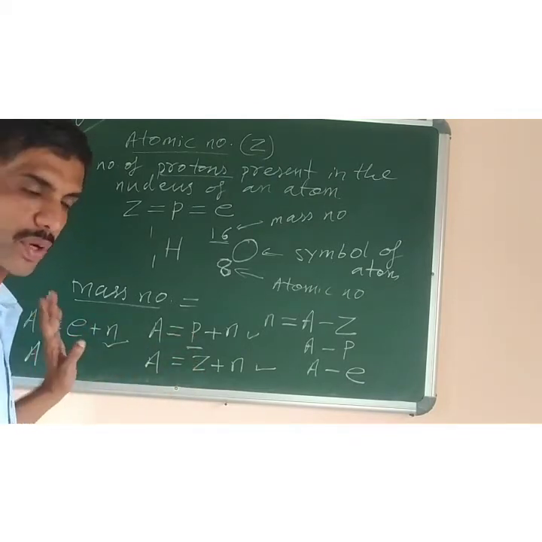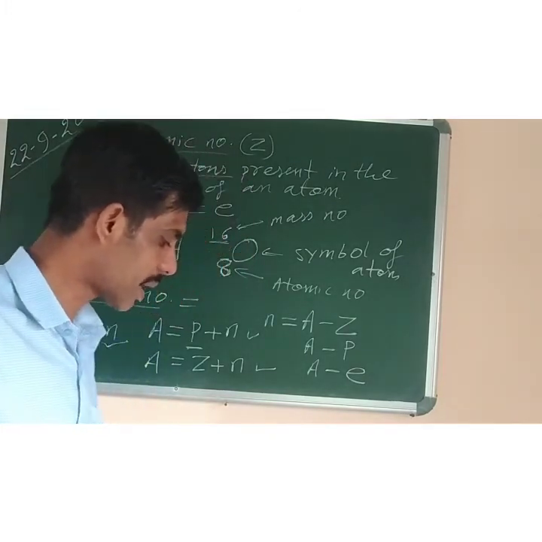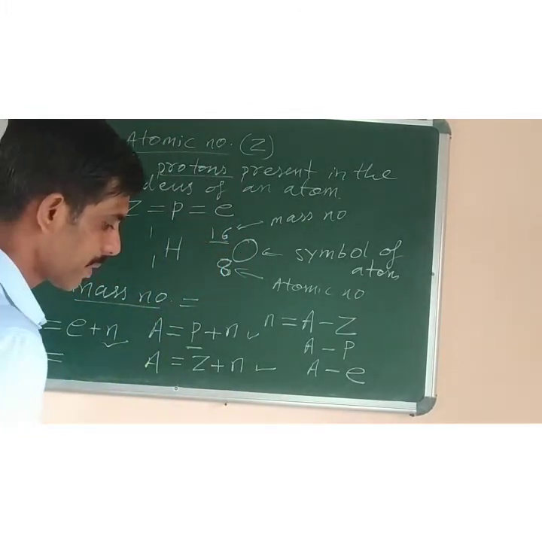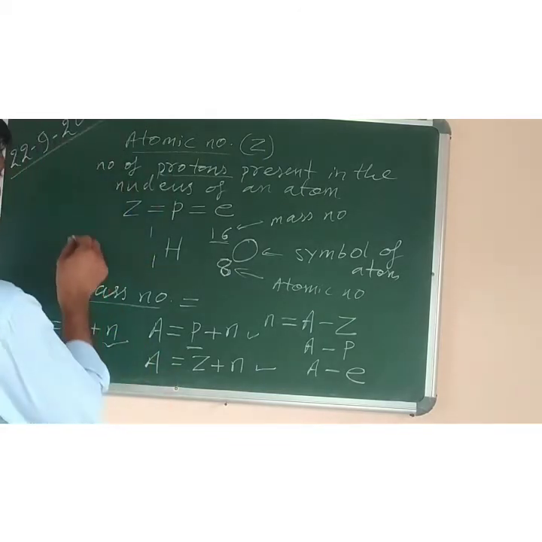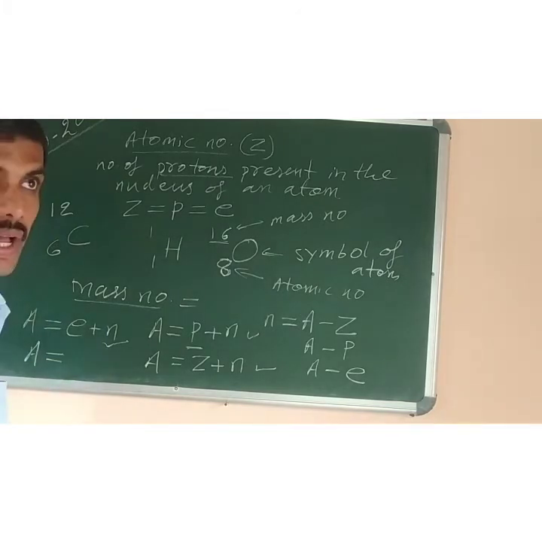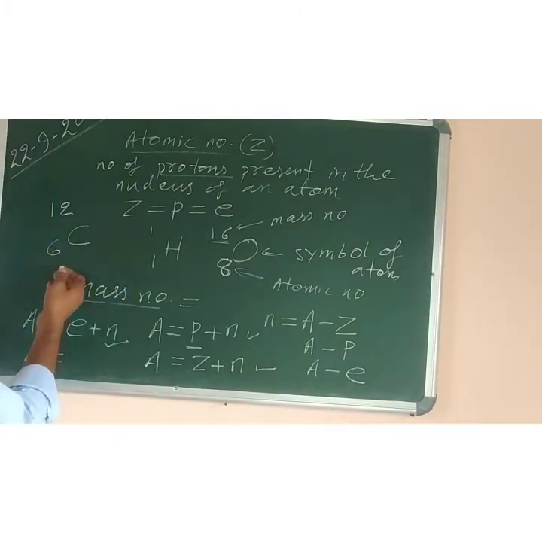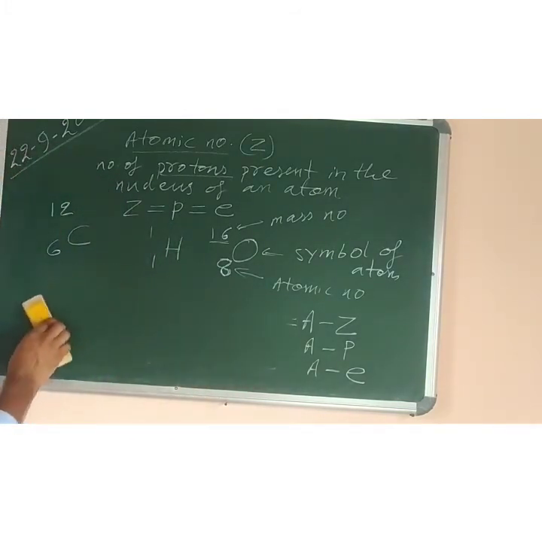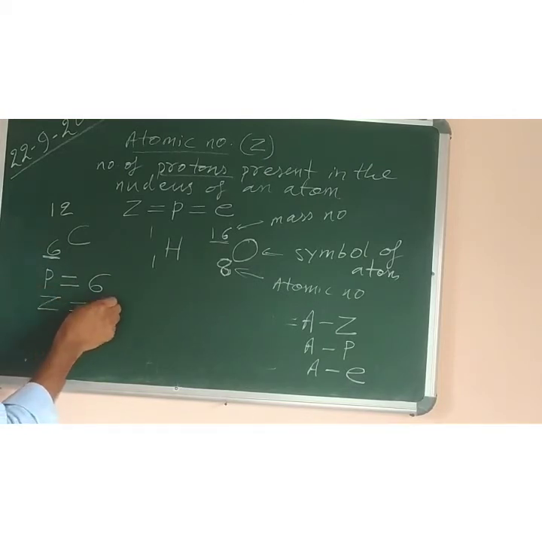Okay, so in your book you can see now one example I will give. If there is a symbol and the question is asked like carbon 12, 6. This is the symbol given in the question, and it is asked to find the number of protons, neutrons and electrons present. Okay, then how to find it? This C is the symbol of carbon, so the number of protons is denoted here, that is the atomic number is same as the number of protons, that is 6. Atomic number Z is 6.